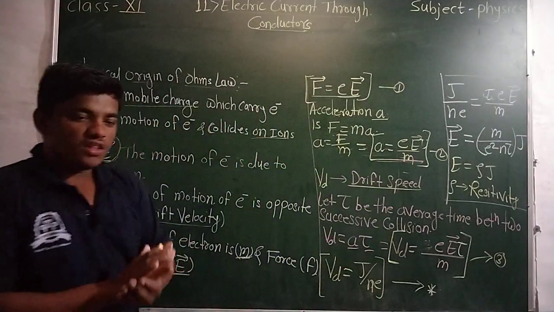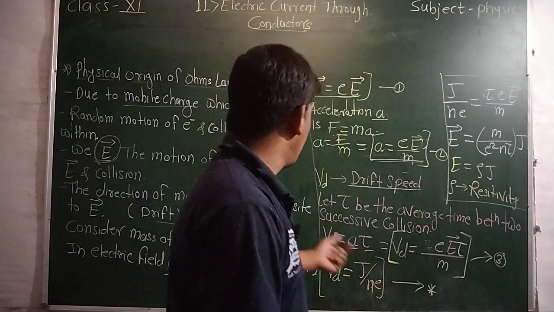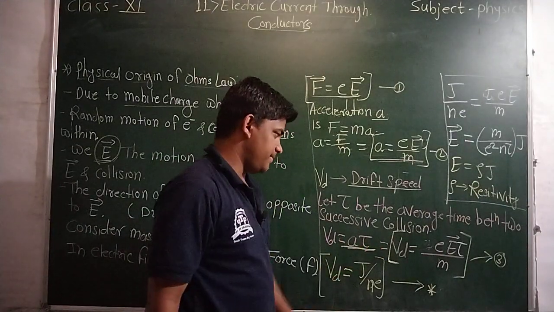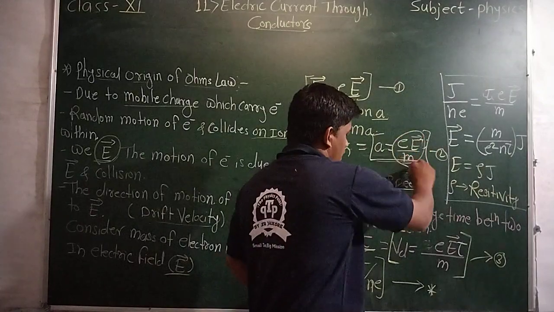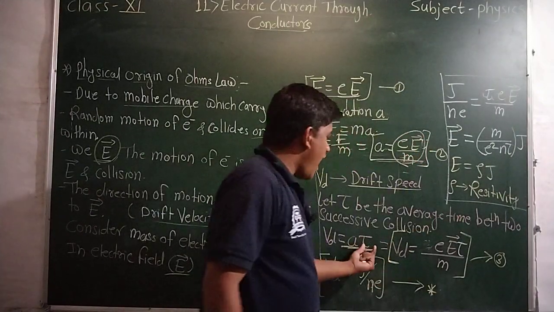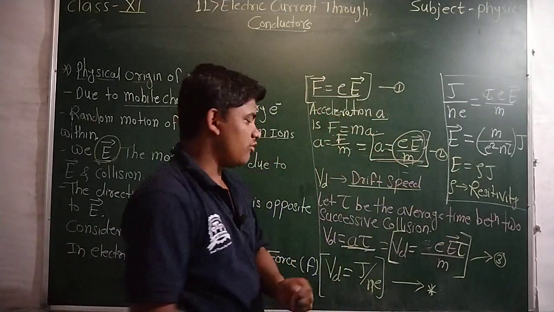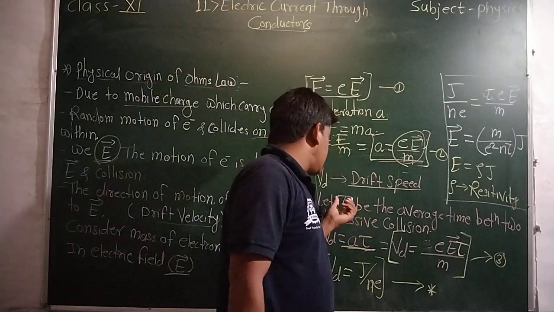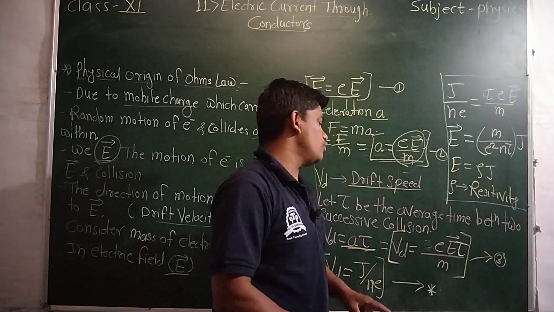We know that velocity is equal to acceleration into time. Then velocity is equal to acceleration into time. This is all about the equations of the acceleration, and the average time will be taken here. This is the missing point. And what is the time? Tau is the time, the average time between two successive collisions.